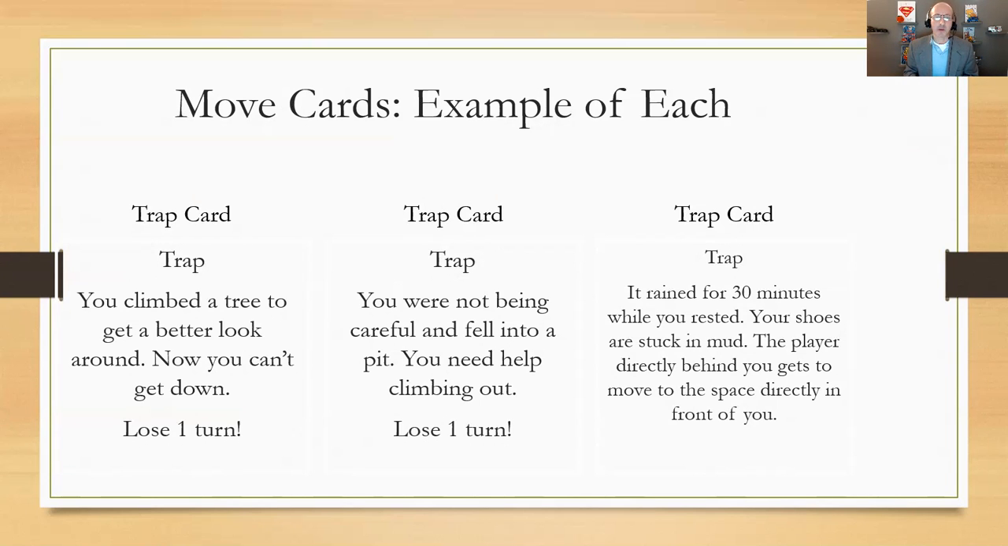The second trap is: you were not being careful and fell into a pit. You need help climbing out. You lose one turn. These are the only traps where a player will lose a turn. That means when their time comes around again in the circle, they don't get to go. The next person goes in turn. Now, with four players, that will actually move rather quickly, so there isn't a whole lot of frustration there, hopefully, on the player's part.